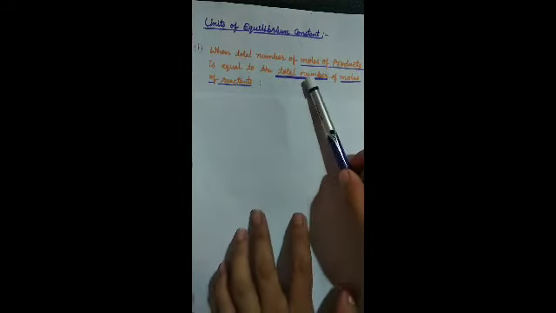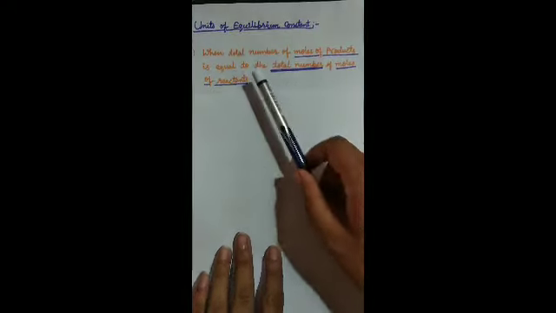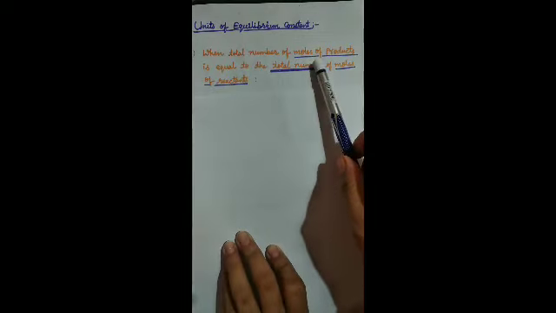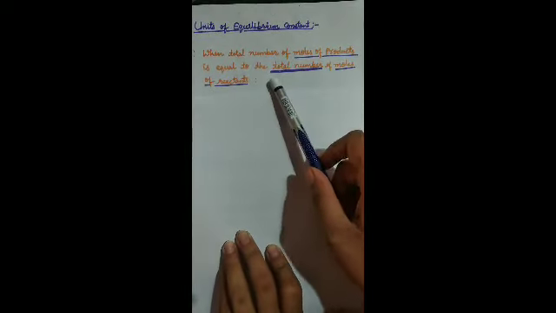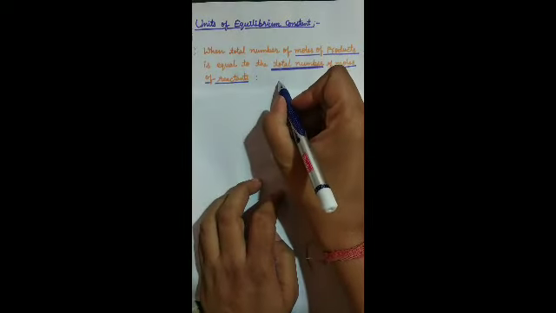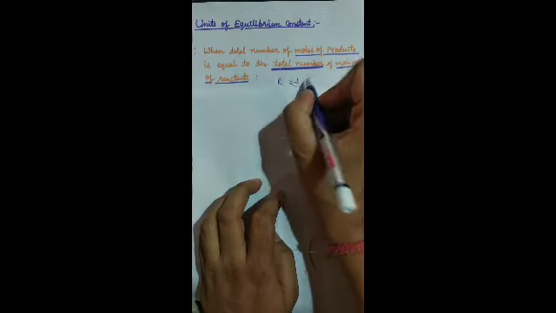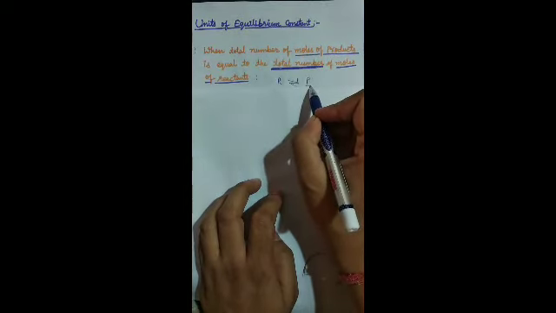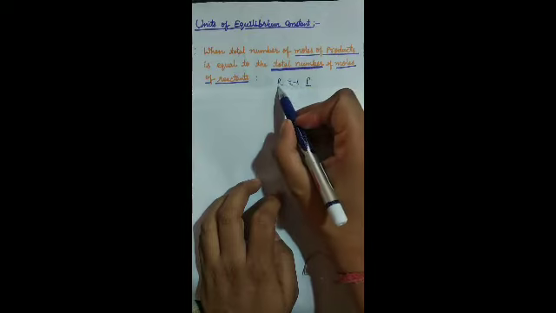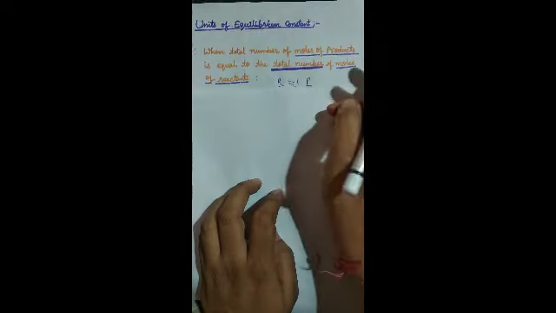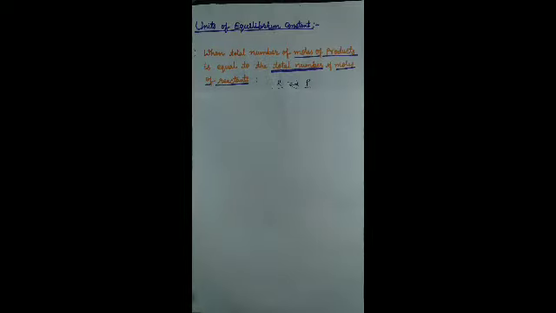So the very first condition for the units of equilibrium constant is when the total number of moles of products is equal to the total number of moles of the reactants. Suppose these are the reactants and products, and the number of moles on the product side is 1, and the number of moles of the reactant is also 1. So the number of moles of the product is equal to the number of moles of reactant.